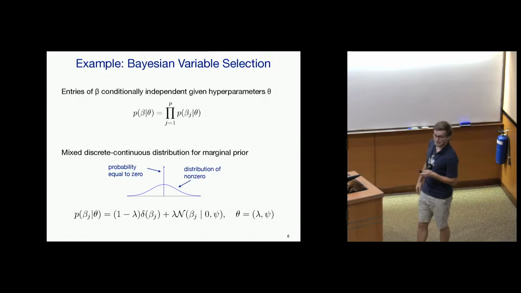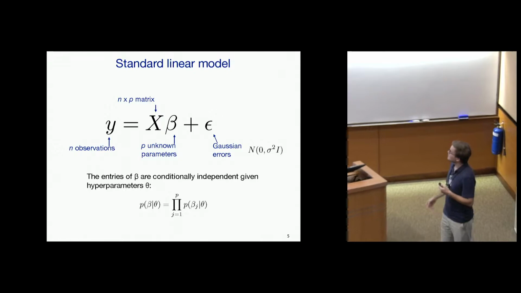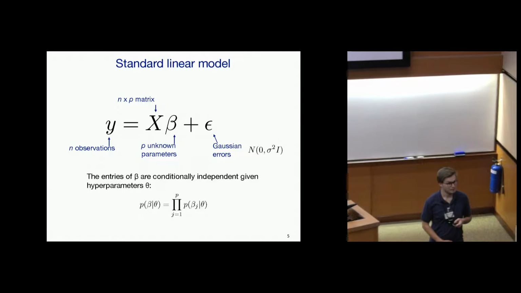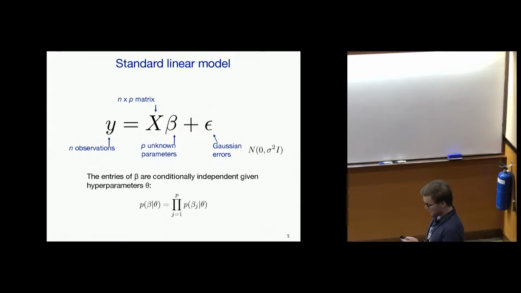I'm sorry? Usually people say X is the design matrix and what is random is Y, but sometimes people also say Y and X are both your data. I see, but how is theta related to X? Theta? Oh, theta. I think it becomes pretty clear on the next slide.